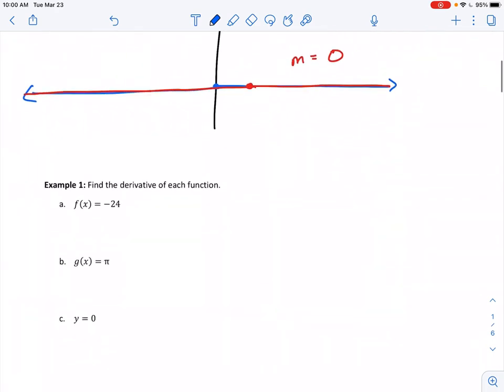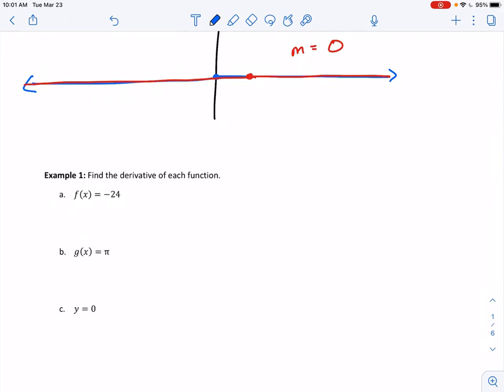So just a couple quick examples here before we wrap up this video. If I want to find the derivative of each one of these functions, if I'm working with, say, f of x equals negative 24, well, this is a constant. And really what I mean by a constant is it doesn't depend on our variable x in any way. If we look over here, there is no variable x. It's just equal to negative 24. So no matter what x value I plug in, I'm always going to get back negative 24. So that's how I know that this is a constant function.